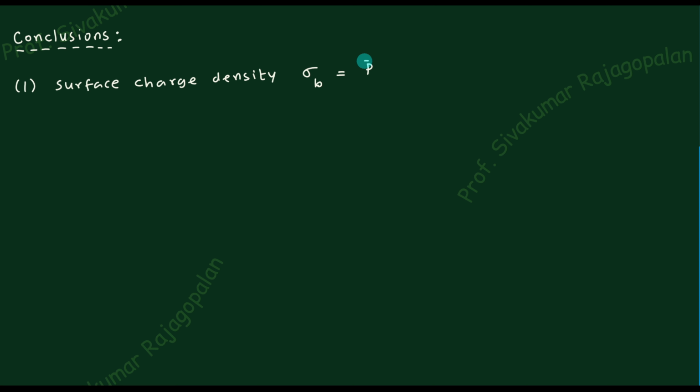Based on this, let me write down the conclusions from whatever we have done in the last two to three classes. The major conclusion is that we have obtained the so-called surface charge density, which is represented by sigma b. What kind of charge density is B? B means bound. So I will write sigma bound.